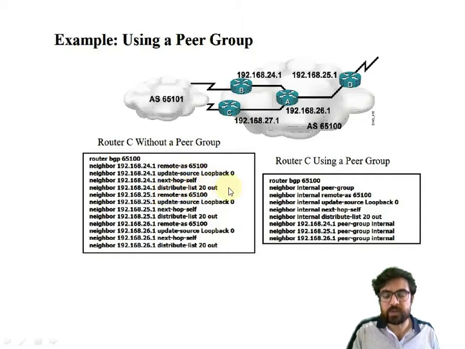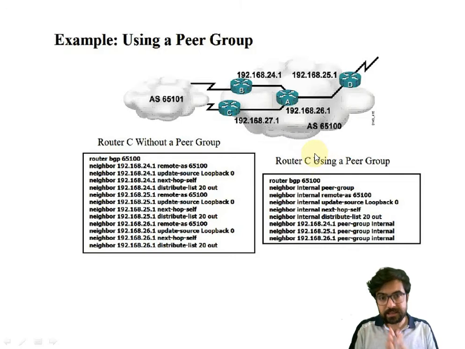Distribute list 20 out. Yeah, this is the same distribute list that we had on the EIGRP routing protocol. This is the same, don't get confused with that. And then for router 25, which is router D, we have the same configurations. And then for router C.